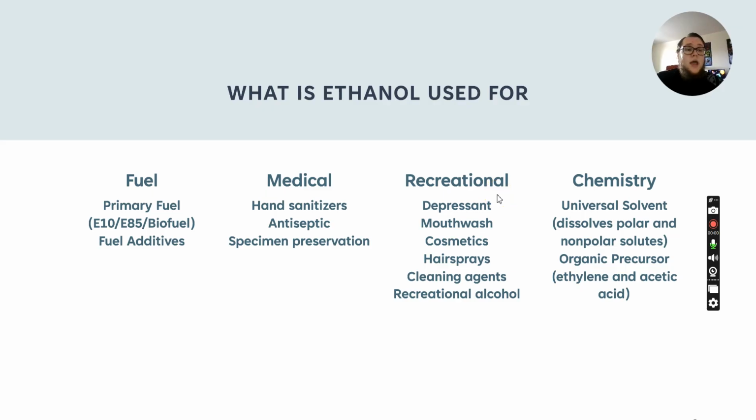Now, some of you may not know what ethanol is used for. Ethanol is used in a lot. Fuel, your gas in your car, is made with ethanol. The E and a number is the ethanol percentage. It can be used in biofuel as well. It's also used in other fuel additives. It used to be used for rocket fuel back in the Second World War.